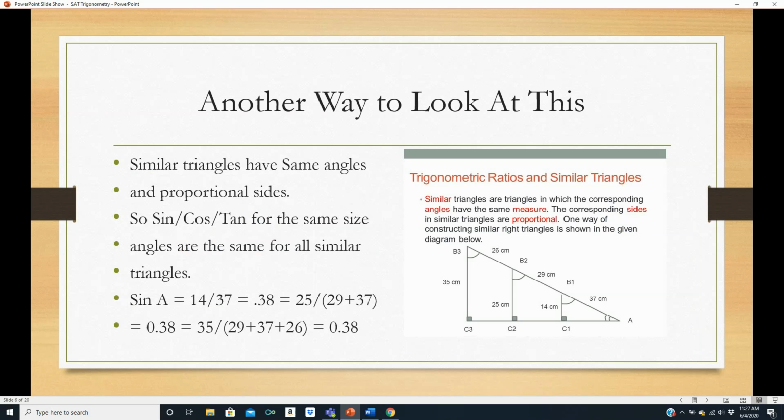Similar triangles have the same angles and proportional sides. So sine, cosine, and tangent for the same size angles are the same for all similar triangles. So if we look at this thing that I got off the internet here, don't worry, it's Creative Commons license. So the similar triangles are triangles in which the corresponding angles have the same measure. The corresponding sides in similar triangles are proportional. So we know that these proportions are all going to be the same. Why? Because these angles are the same. You can see this is the same as this is the same as this. That's what the one line means.